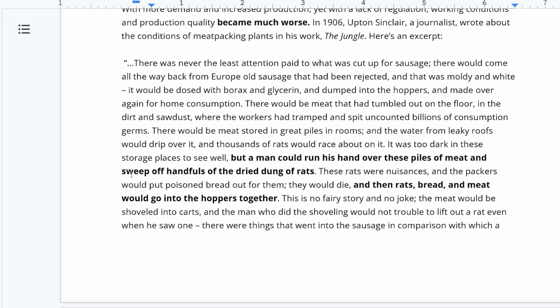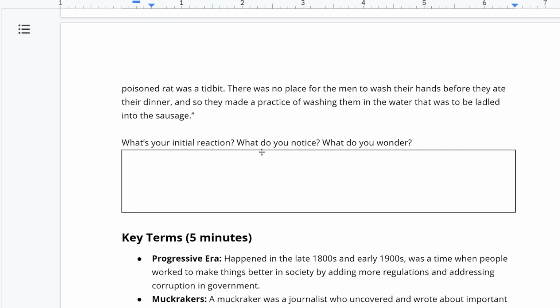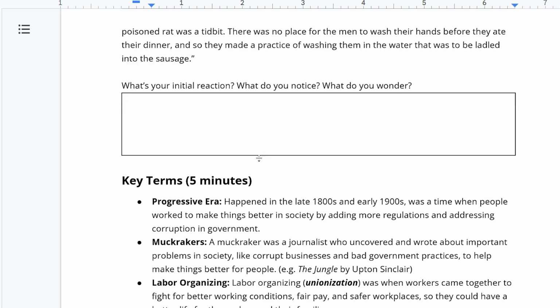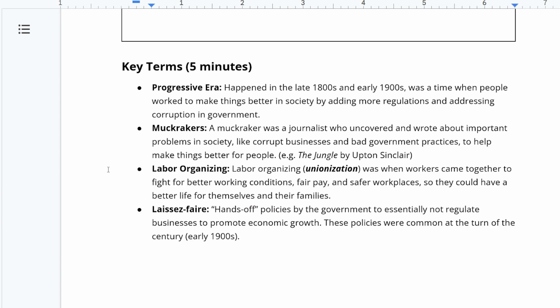So they start off by reading an excerpt from The Jungle, a little paragraph here where I bolded a couple points that I thought were especially bad. I've read this before with kids, and kids are always like, what in the world is going on? So it's really setting up the stage for just how bad things were. I have a little what do you notice, what do you wonder type thing, just to react to it.